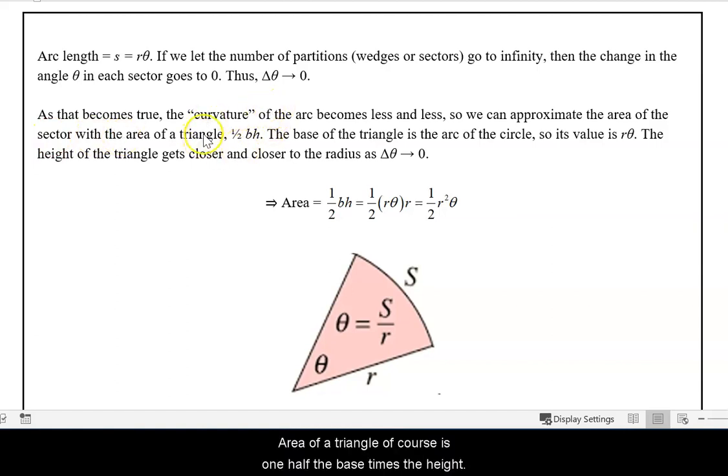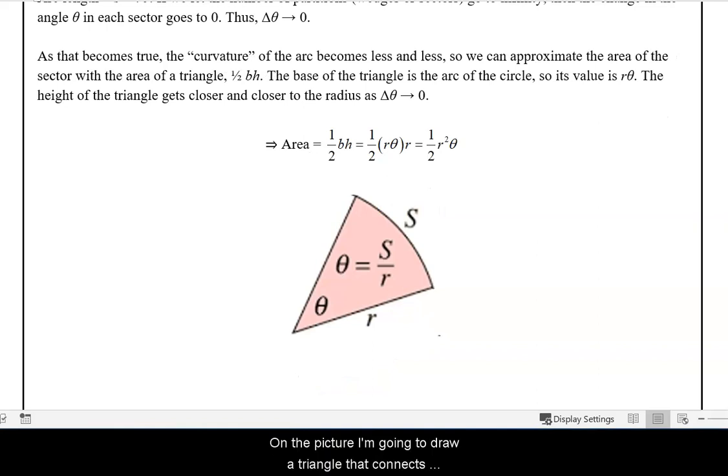The area of a triangle, of course, is 1/2 the base times the height. Let's draw that on our picture here. On the picture, I'm going to draw a triangle that connects the two corners where the crust of the pizza would be with a straight line. Now, you'll have to forgive me because my hand's not all that steady. This forms a triangle.